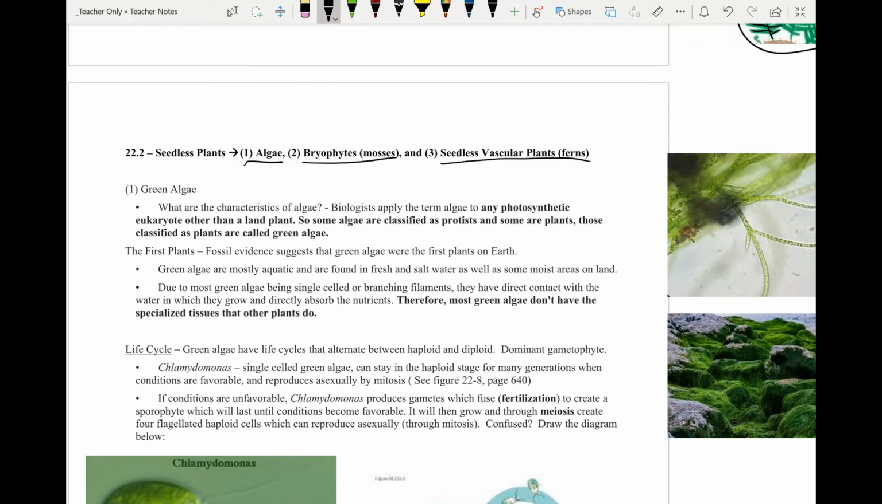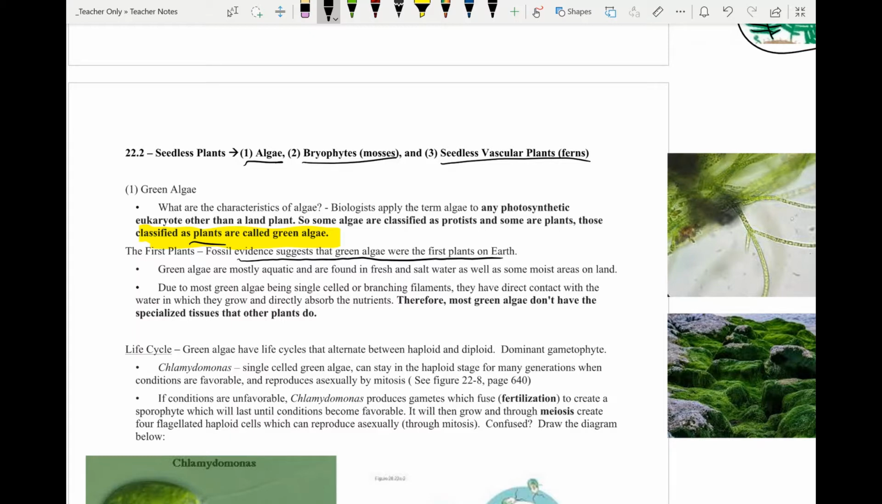Alright, first up, what are the characteristics of algae? Biologists apply the term algae to any photosynthetic eukaryote other than a land plant. Some algae are classified as protists and some as plants. So key bit here, if we are saying something is a green algae, it is a plant. One of the things it suggests, from fossils, is that we think the green algae were some of the first plants on Earth.